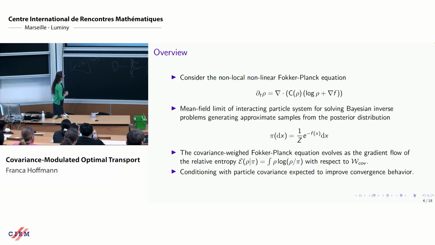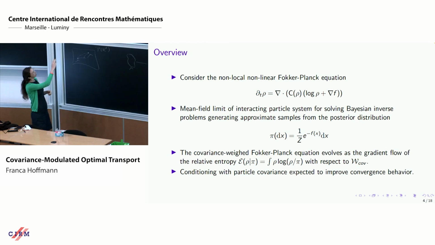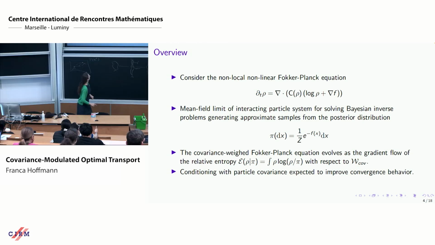Okay, and so what I was already mentioning is that this PDE on the top is a gradient flow with respect to this covariance-modulated optimal transport distance. And that gives us some tools to actually say things like, what are the rates of convergence? What are the properties of the solutions?